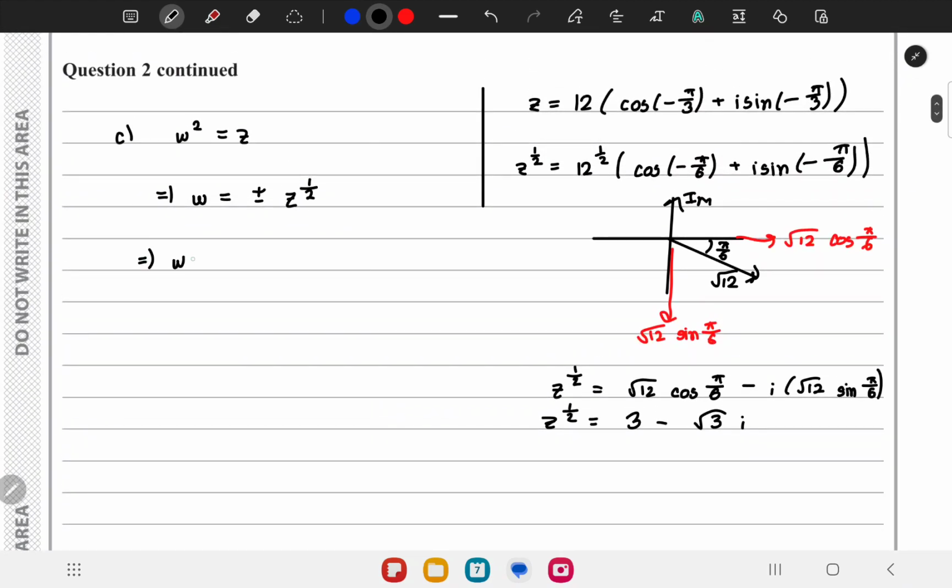So w will be plus or minus 3 minus root 3 i. So w is either 3 minus root 3 i or w is equal to minus 3 plus root 3 i.